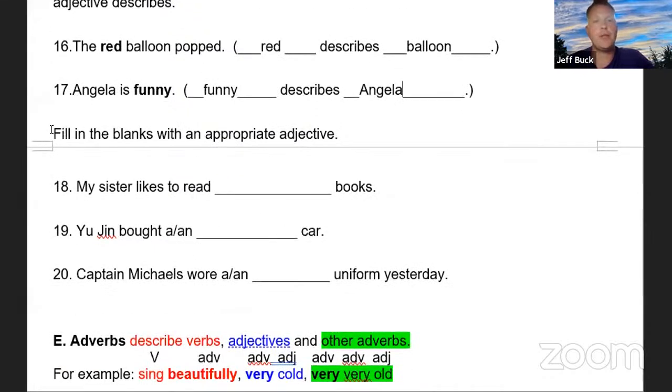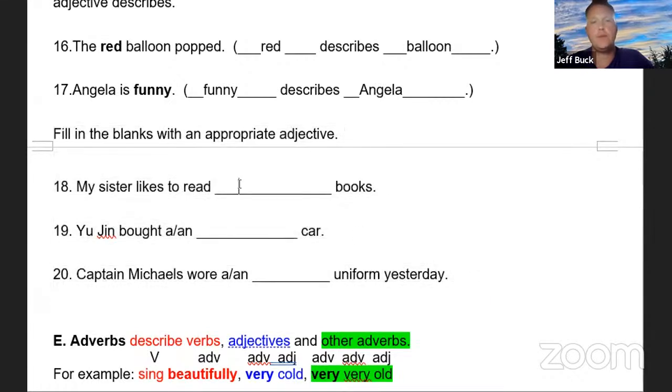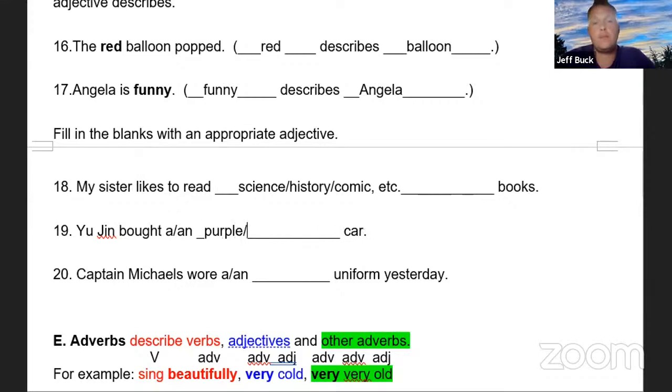Next, fill in the blanks with an appropriate adjective. 18 through 20. You can pause the video if you need to. Or you can just think about the answers or say them out loud. My sister likes to read what kind of books? Science books, history books, comic books, etc. Eugene bought a purple car, an expensive car, etc.